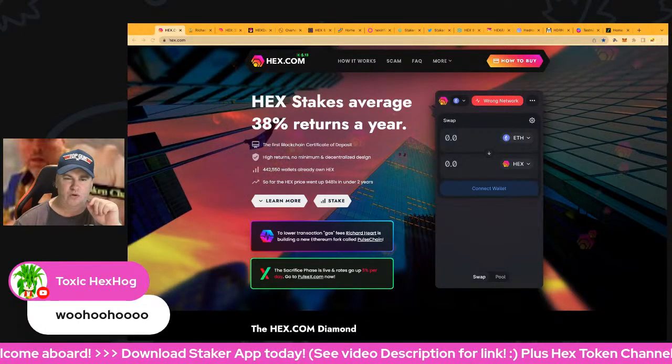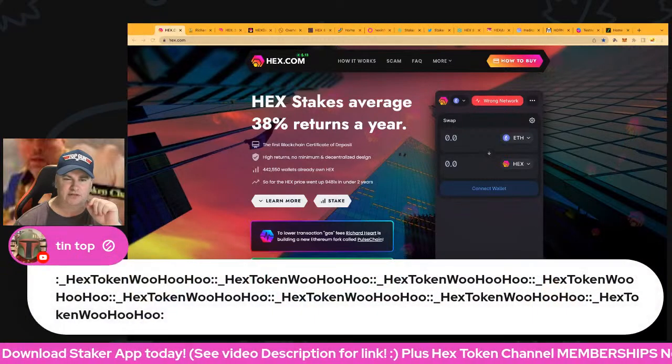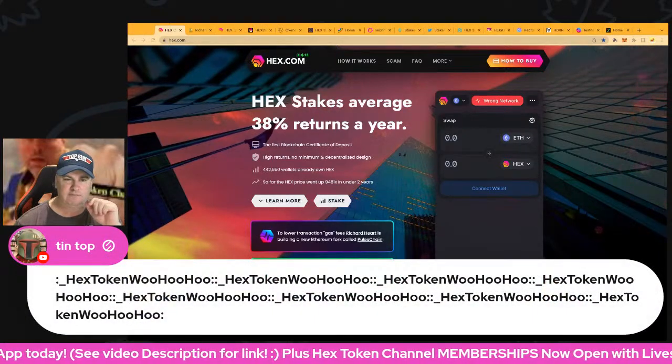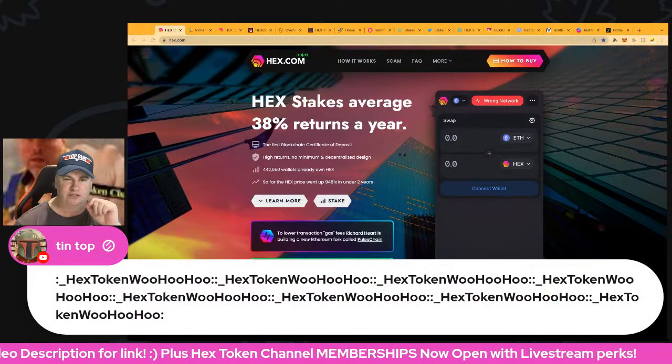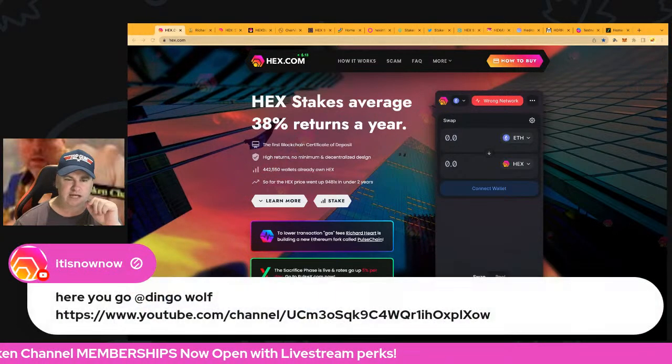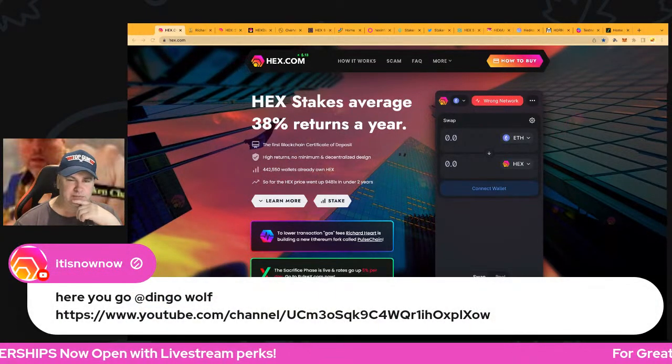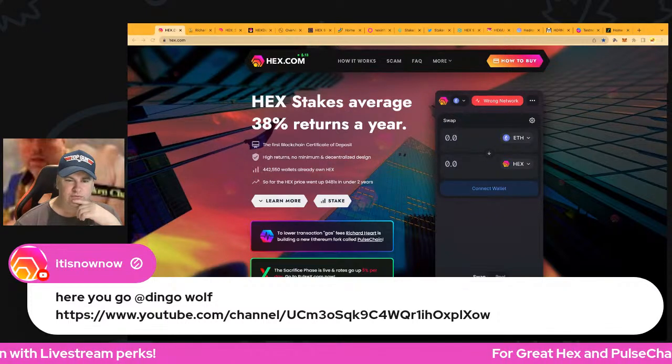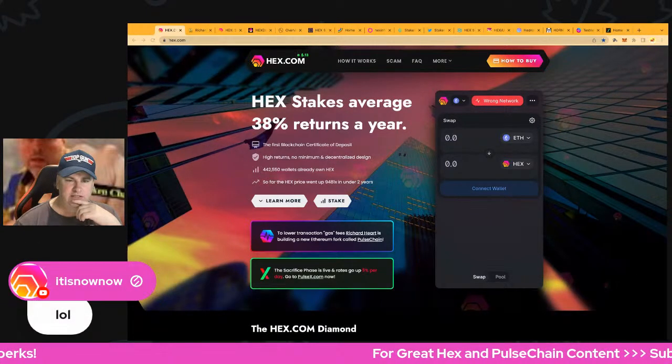Toxic Hex Hogs with the woo-hoos. I like the passion today there, Toxic Hex Hog, and very, very nice. Now, I don't know if I've seen Toxic Hex Hog in the chat there, so it's nice to see you in the chat, unless you've changed your name from something else. That's the other trick that some people play. Here you go, Dinglewolf. Nice. It's now's in the chat there.